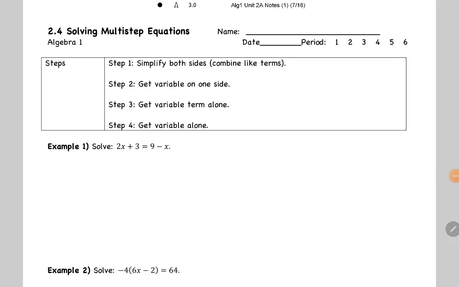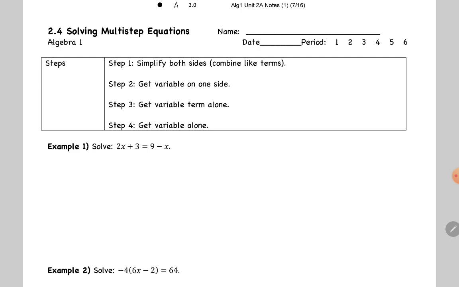Instead of doing one-step equations and two-step equations, we're going to do multiple-step equations. Step one, rewrite the equation. Step two, simplify both sides. If they have like terms, you put them together. Get your x's together on one side, and then get it alone. Get your answer. All right, here we go.